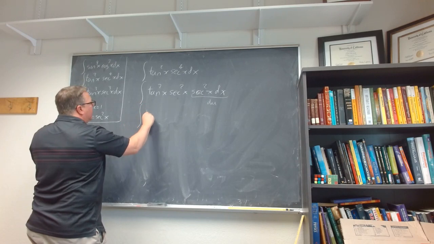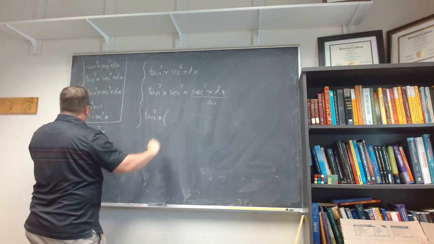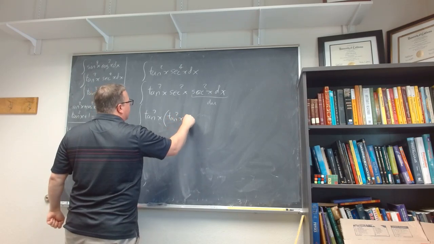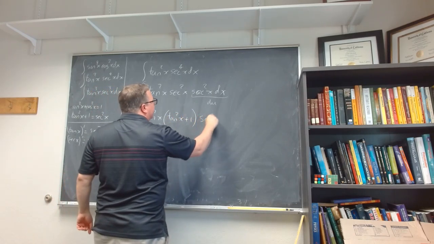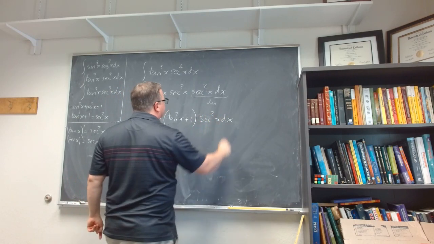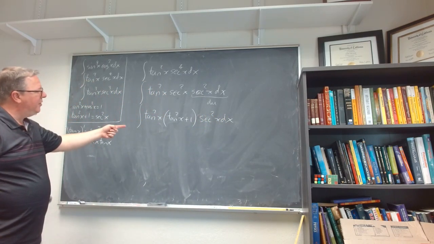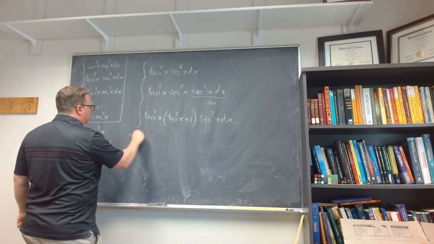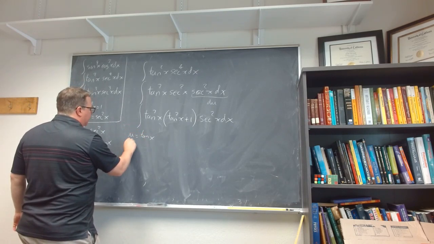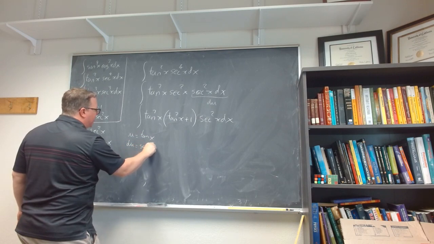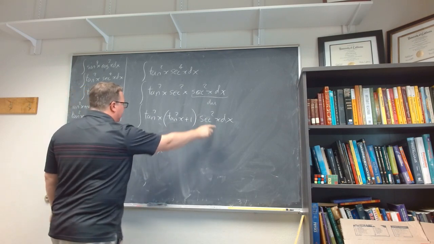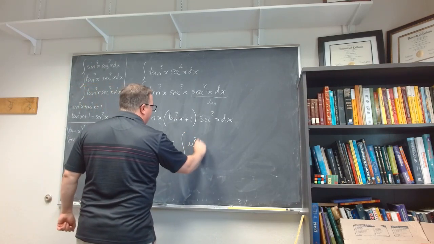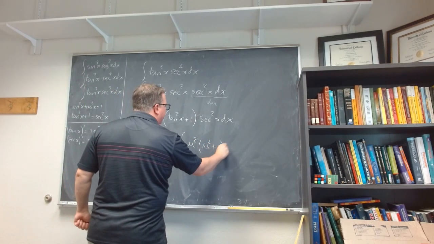So I have the integral of tangent squared of x times tangent squared of x plus 1 times secant squared of x dx. And now my u substitution is set up. I'm going to have u as tangent. Du will be secant squared of x dx right here. And so my integral just becomes the integral of u squared plus 1 du.